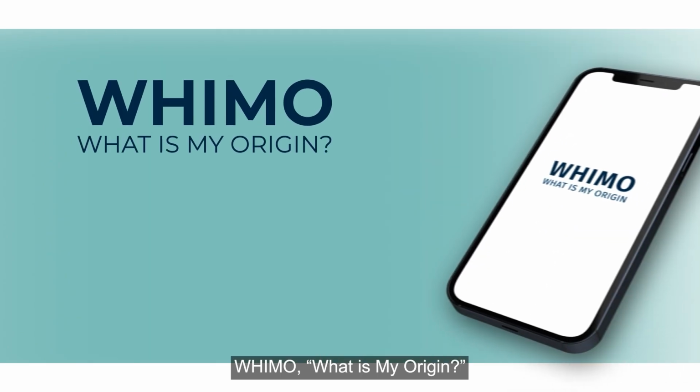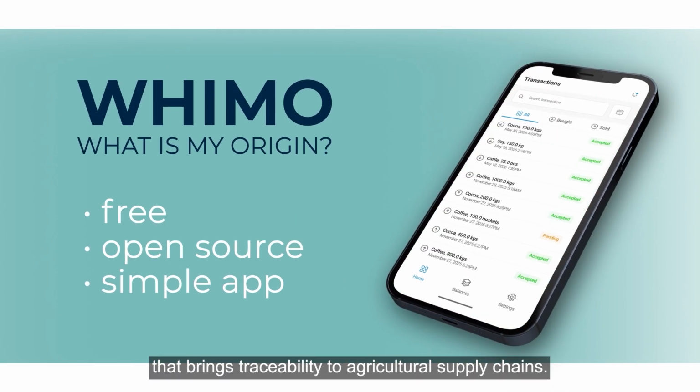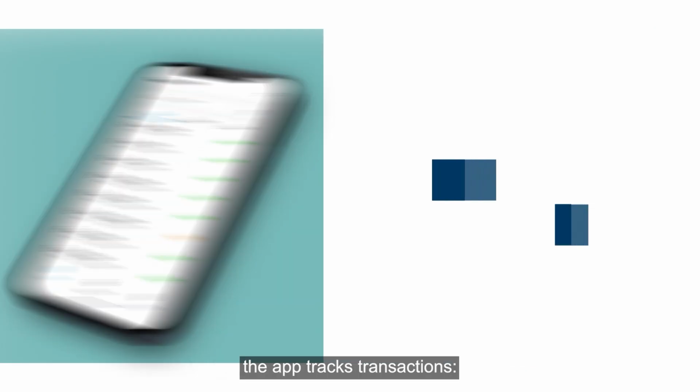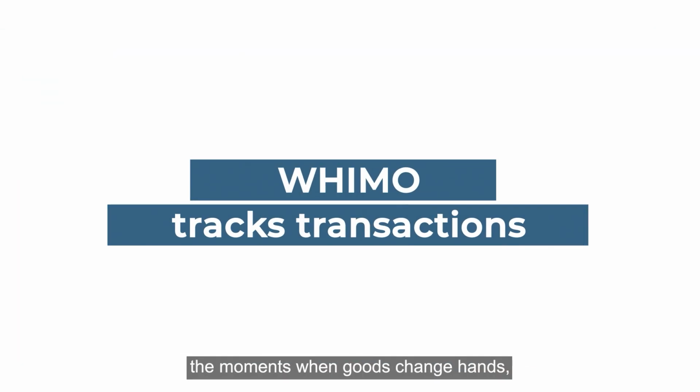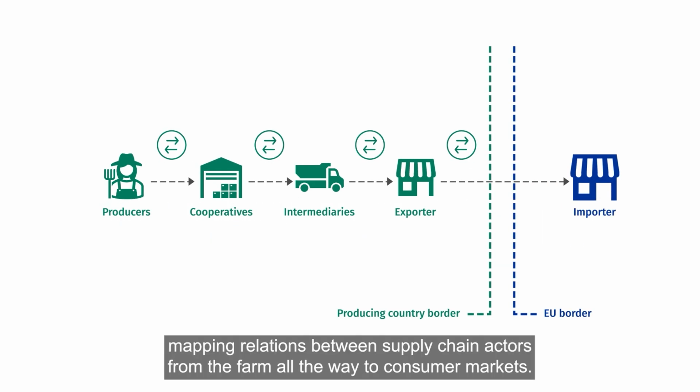WHIMO, What is My Origin, is a free, open source and user-friendly app that brings traceability to agricultural supply chains. Instead of tracking physical products, the app tracks transactions, the moments when goods change hands, mapping relations between supply chain actors from the farm all the way to consumer markets.